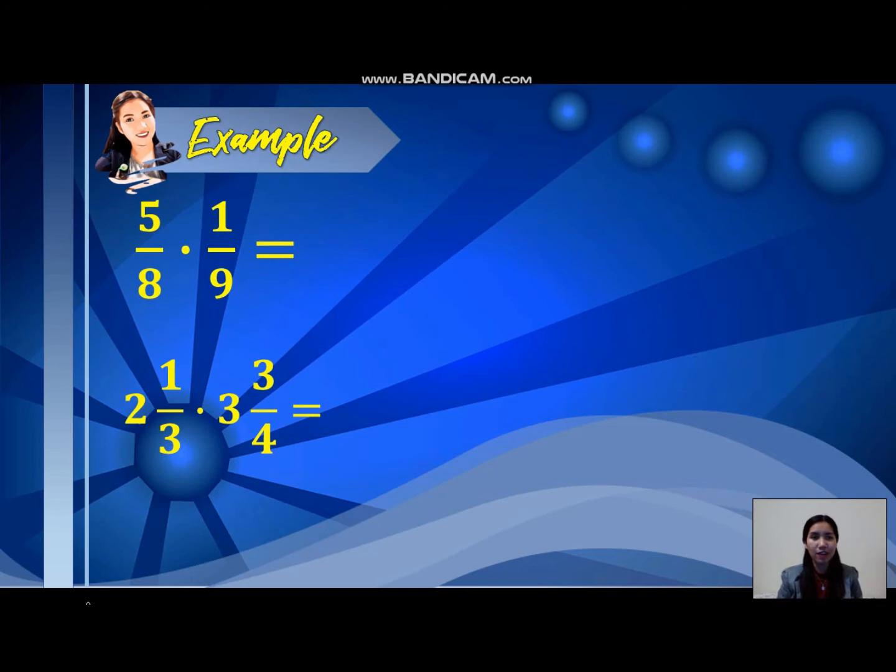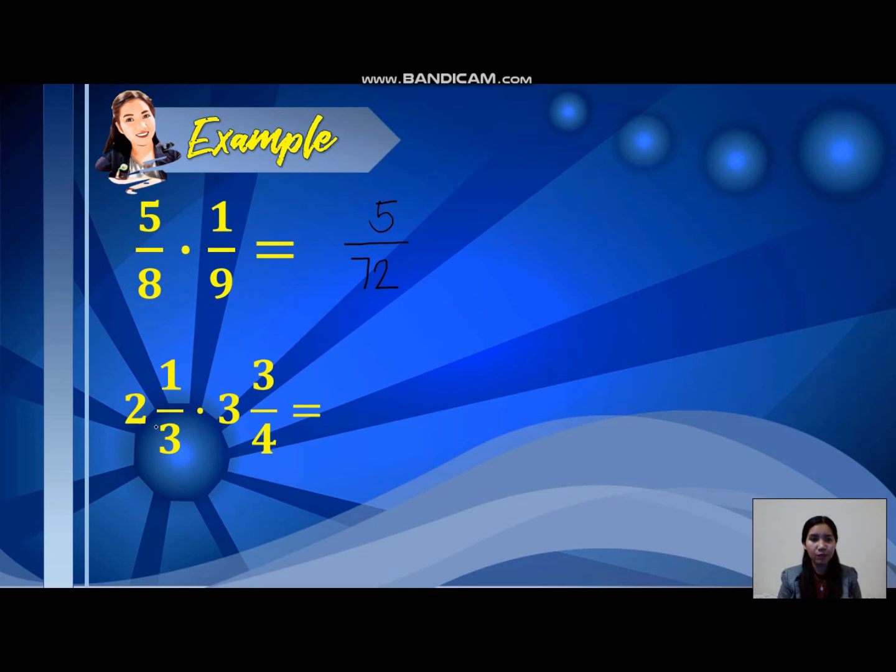First, we have 5/8 times 1/9. So again, we'll just simply multiply the numerators. So 5 times 1 is 5. Multiply the denominators. 8 times 9 is 72. Since 5 over 72 is already in simplest form, this is already the final answer.